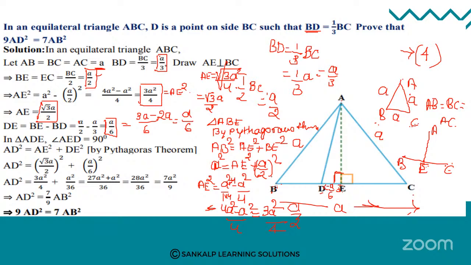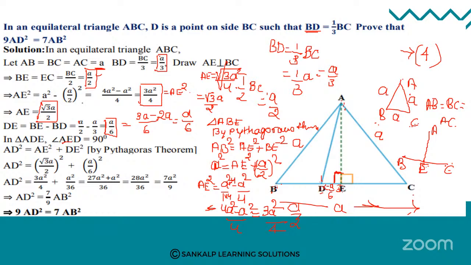Now, in triangle ADE, angle AED is 90 degrees. By using Pythagoras theorem, AD is the hypotenuse. So AD square is equal to DE square plus AE square, right? Or AE square plus DE square. AD value we don't know, so write as it is. AD square is equal to AE value root 3A divided by 2, whole square, because this is the AE square, plus DE.